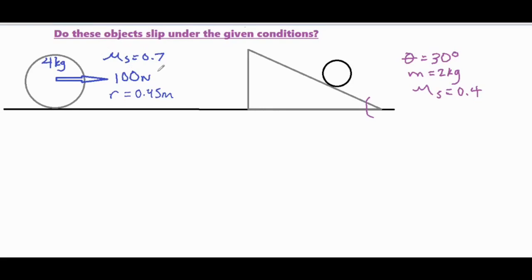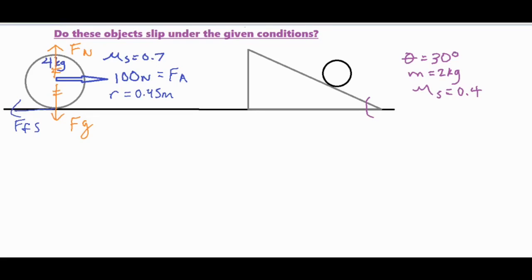So we have two horizontal forces. We have 100 newtons, which we'll call the applied force. And then we also have the force of static friction opposing the slip. And then in the vertical direction, we have the force of gravity and also the normal force as well. And these two we know are going to be equal and opposite of one another because there is no vertical acceleration or motion.